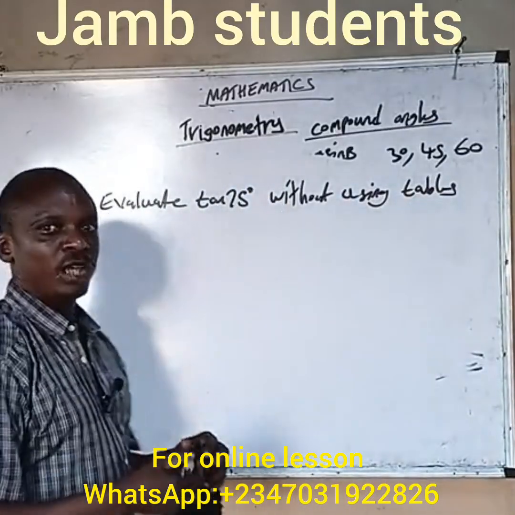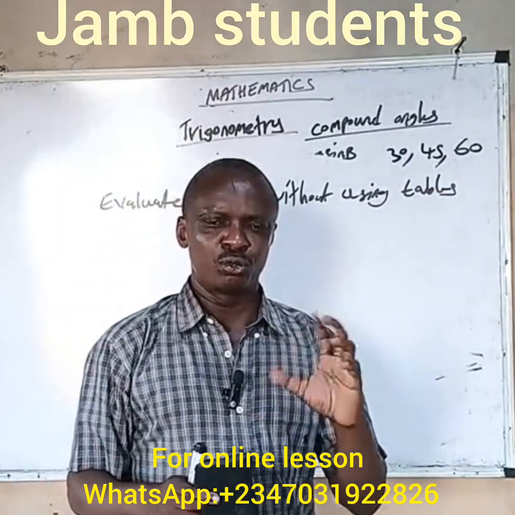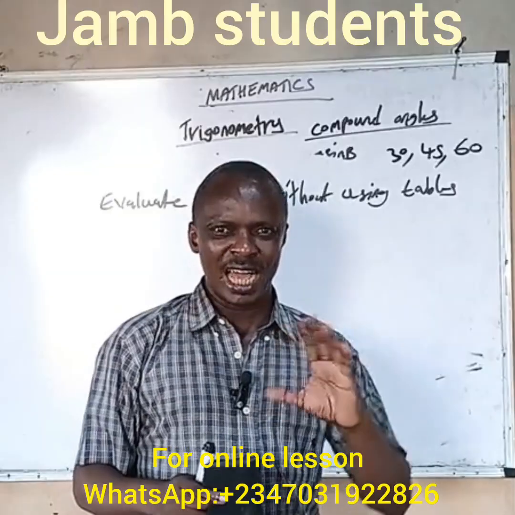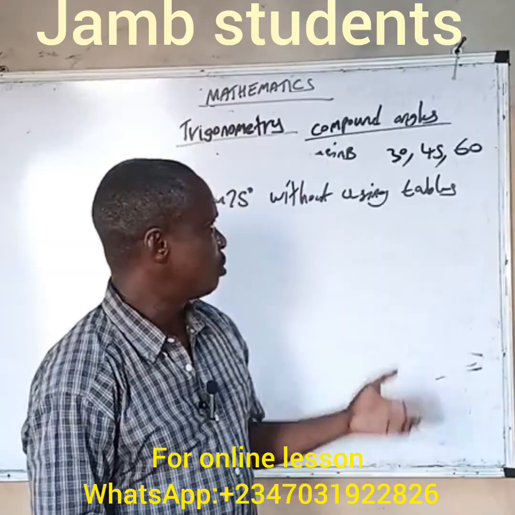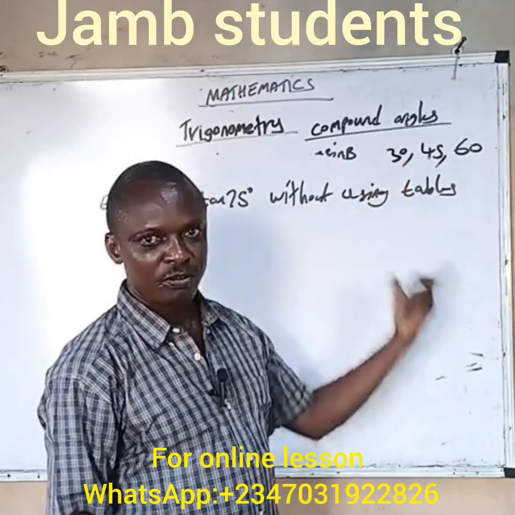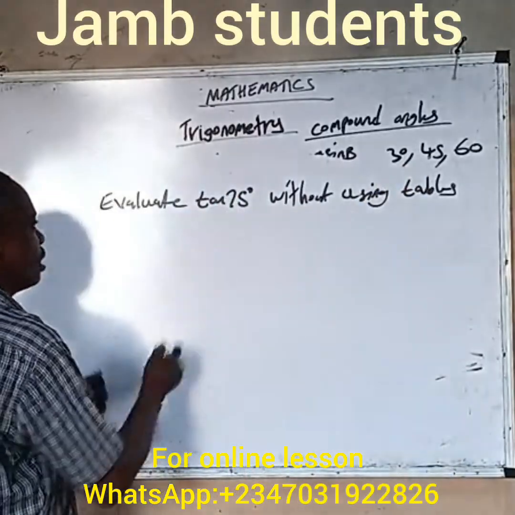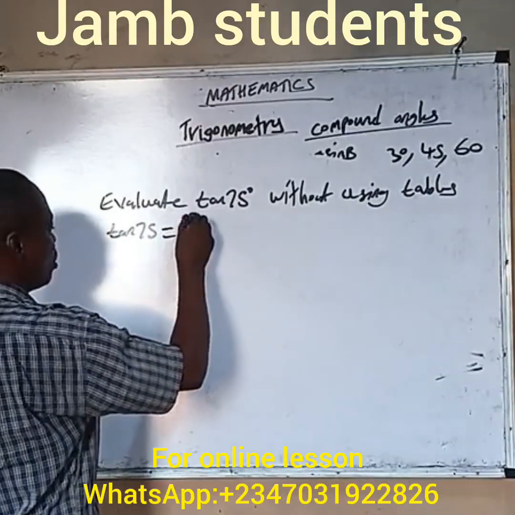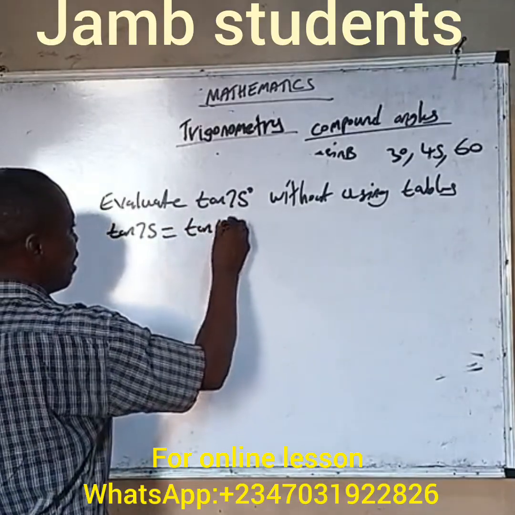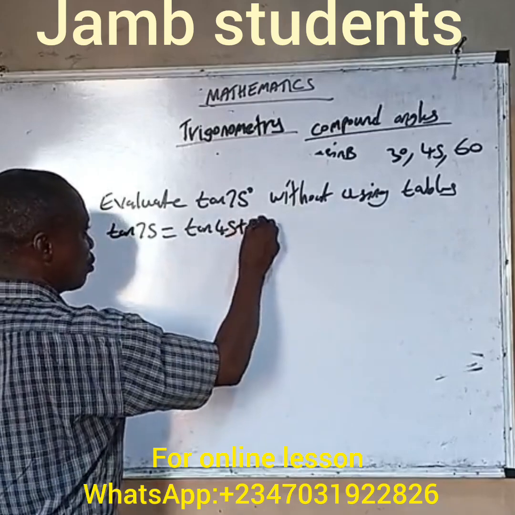Now 75, you now ask which of the two special angles you will add or subtract that will give you 75. Your guess is as good as mine. 45 plus 30 is 75. So that means tan 75 is equal to tan of 45, this time around, plus 30.